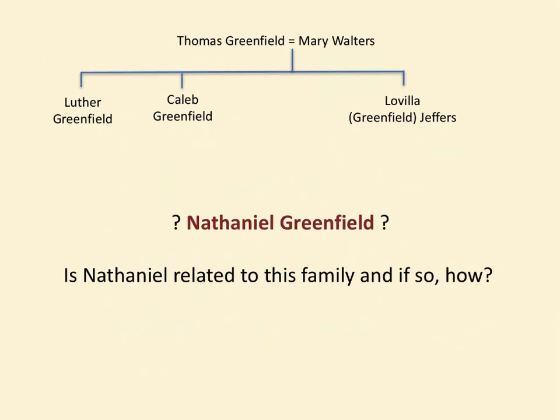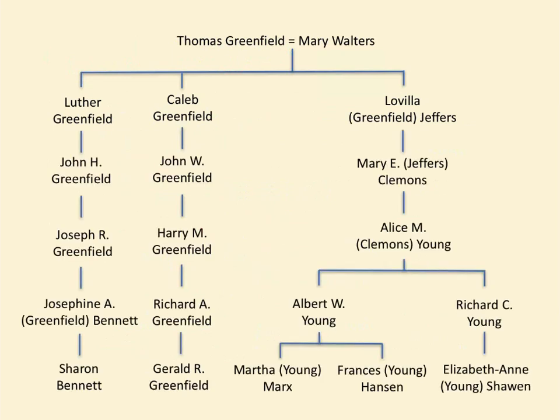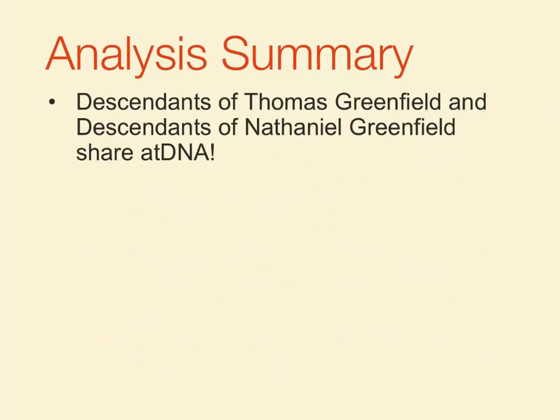And so his question is, is Nathaniel Greenfield related to this family, and if so, how? He did this additional descendancy research to find these living individuals at the bottom and had them test with an autosomal DNA test. His analysis summary was that the descendants of Thomas Greenfield and the descendants of Nathaniel Greenfield have DNA matches. They share autosomal DNA.